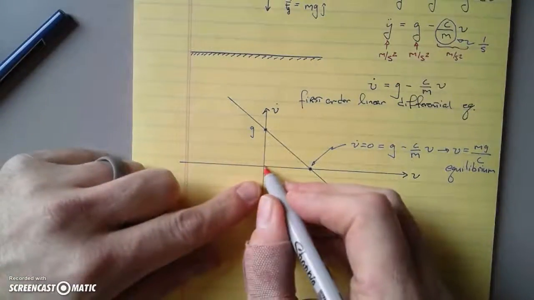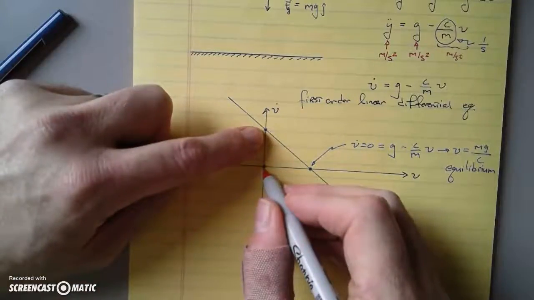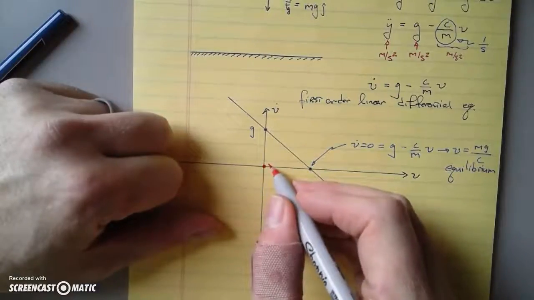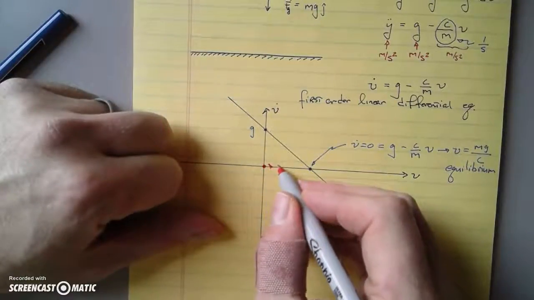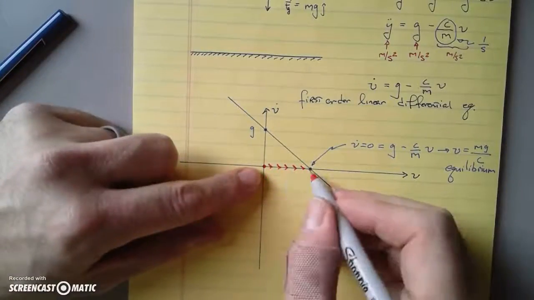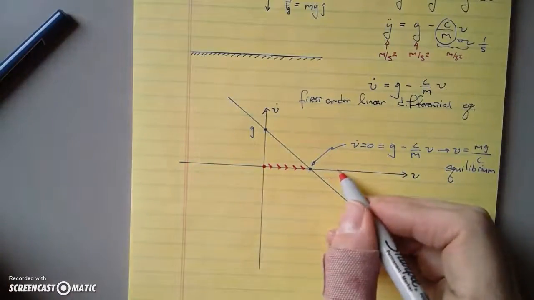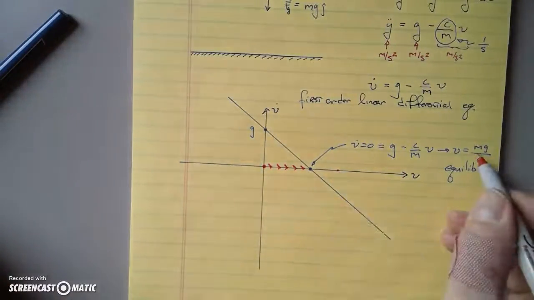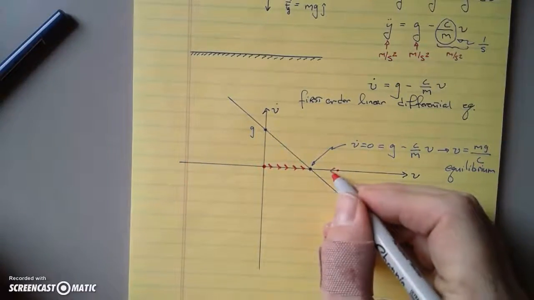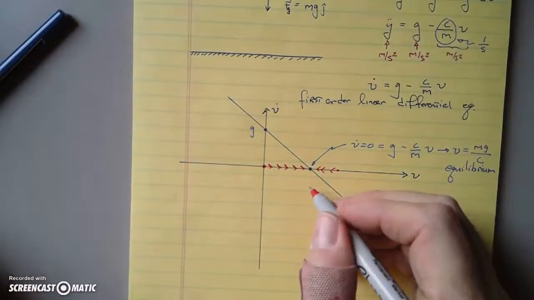So if you are starting from rest, what happens? You have a positive acceleration, so you speed up. Your acceleration decreases because there's a resistive force, but it's still positive, so you're still increasing the magnitude of your velocity. What happens if you start with a velocity that's greater than mg over c? Then your acceleration is negative. You decrease. And you decrease less and less as you get closer and closer to this equilibrium.